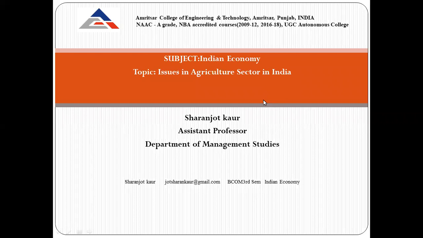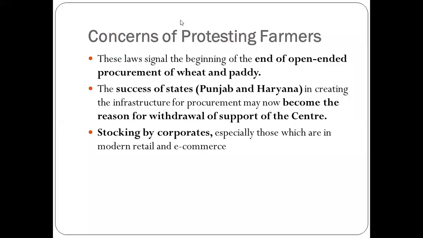Okay, the topic is the second year first issues in the agriculture sector in India. First, the main issue is the concern of protesting farmers, because as we know there are now so many farmers sitting in protest, and they want their own rights. These laws signal the beginning of the end of open-ended procurement of wheat and paddy. Basically, they want the actual price of the particular seed they grow in their land.